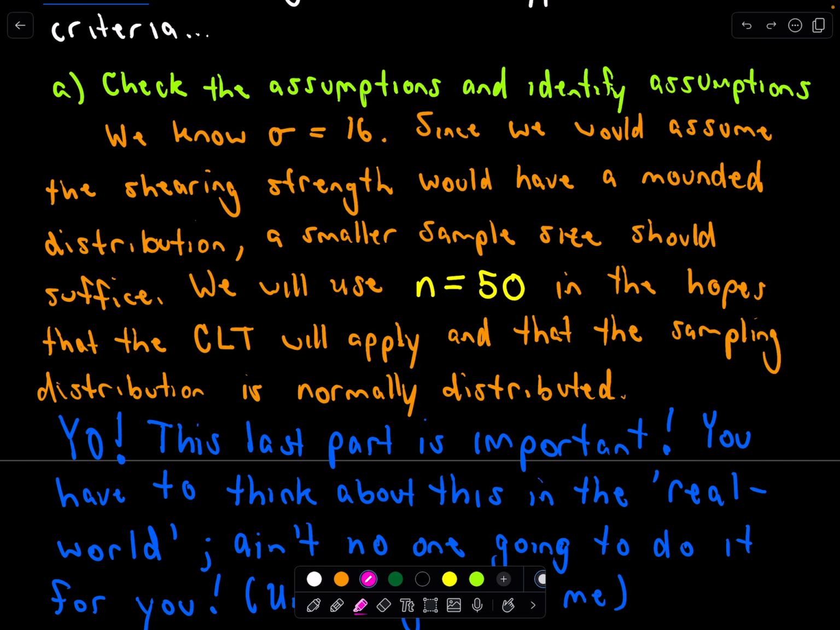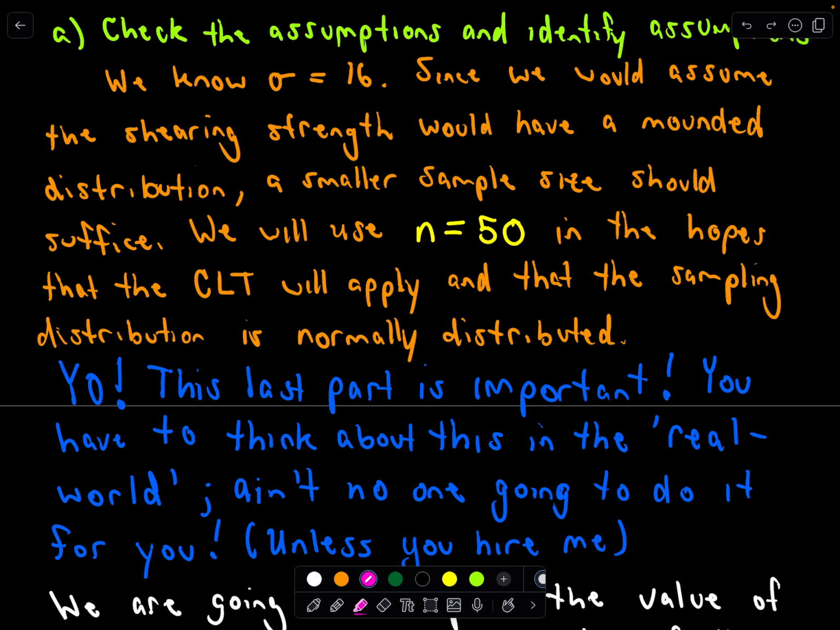So to me, I would assume that the shearing strength would have a mounded distribution, maybe approximately normal, right? I would expect the shearing strength of a manufactured bolt to all be, by and large, close to some value. Maybe there are some outliers that break really easily and some that are really strong, but for the most part, they should be pretty consistent if we have a good manufacturing process. This is something I have to think about.